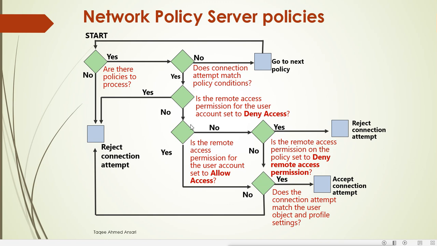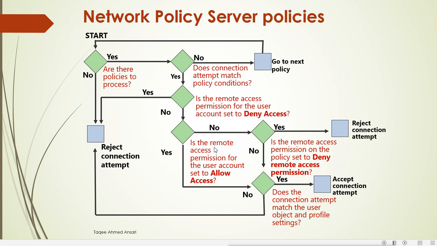It will go on to say, is the remote access permission for the user account set to allow access? So whether it is deny or not allow, or allow. Now if it is allow, yes, then it will go on to do this. That means it will say, does the connection attempt match the user object and profile settings? If the user object and profile setting is matching, then it will accept the connection, and if it is no, then again it will reject the connection.